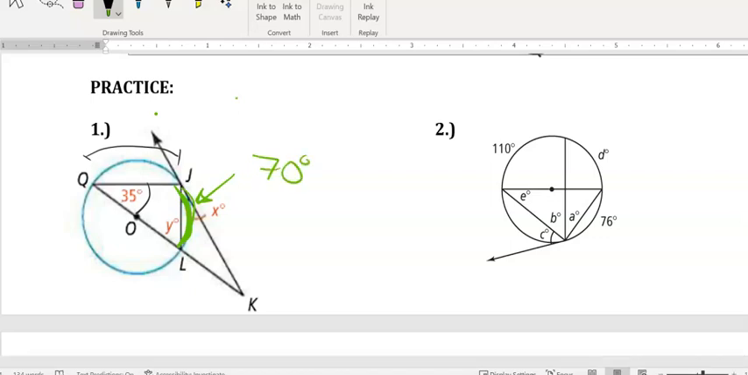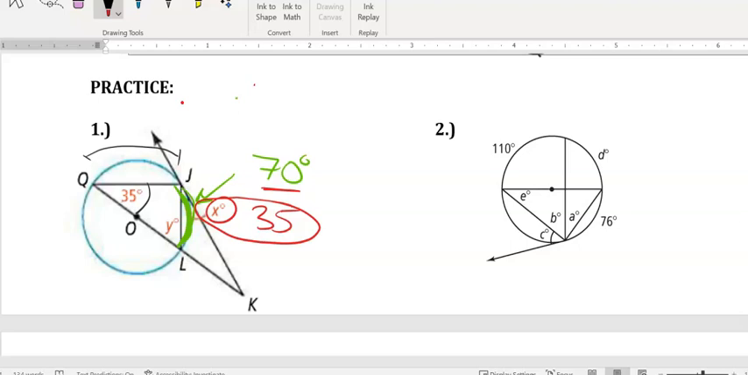And if that arc is 70 degrees, then what is the angle between the tangent and the chord? Angle x is going to be how many degrees? It corresponds to an arc of 70 degrees. So the angle must be how many? 35 degrees.